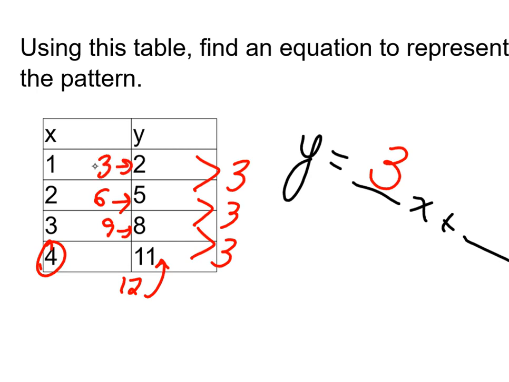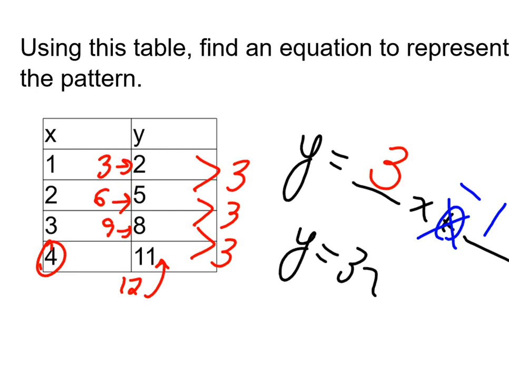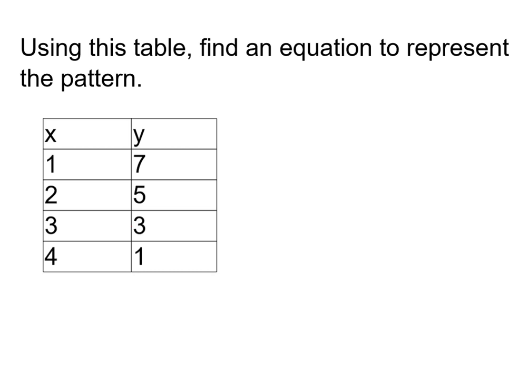How did we go from 3 to 2, or 6 to 5, or 9 to 8? Well, we subtracted 1, so actually this should say minus 1. So sometimes we don't add, we subtract. So our equation will be y equals 3x minus 1. Remember, we can use that equation then to help us predict the next numbers in the pattern. Let's look at one last one.